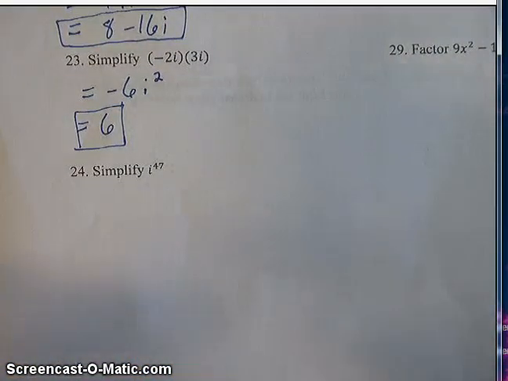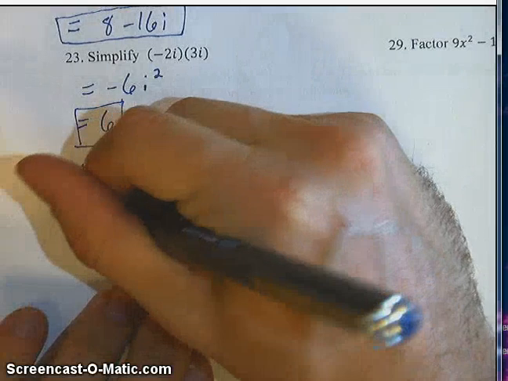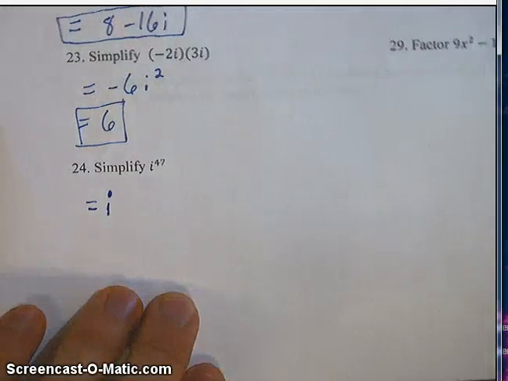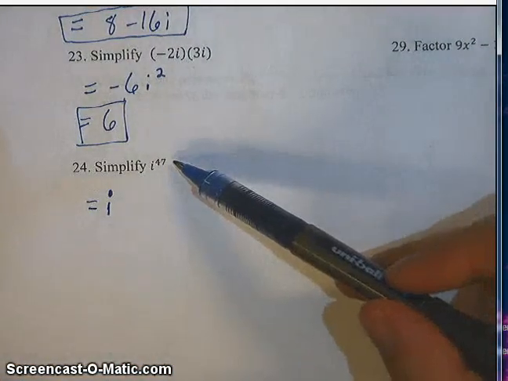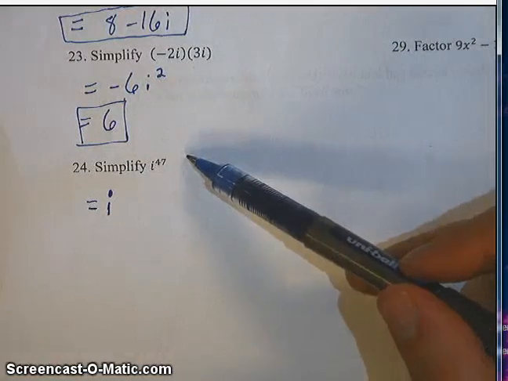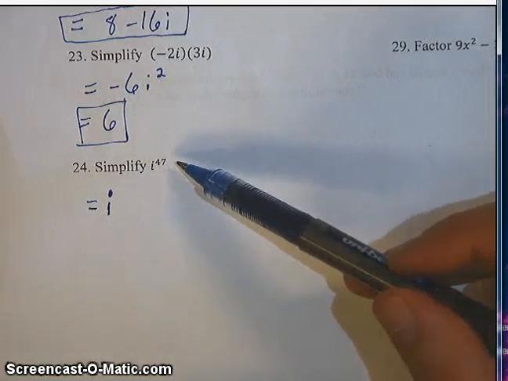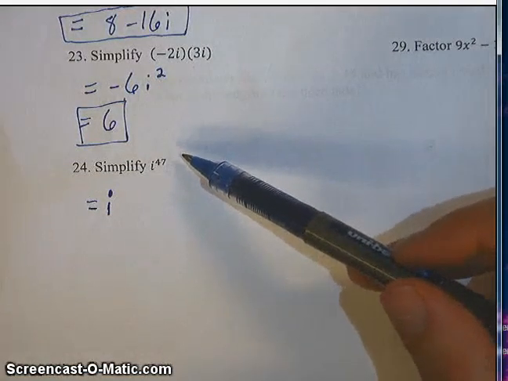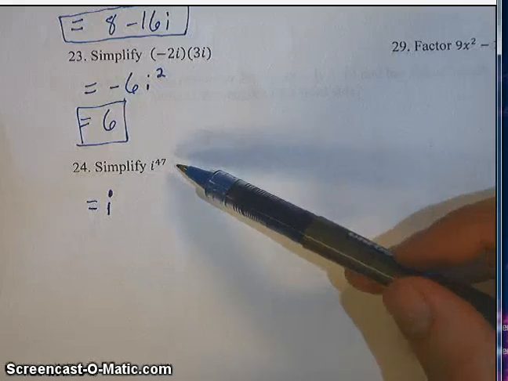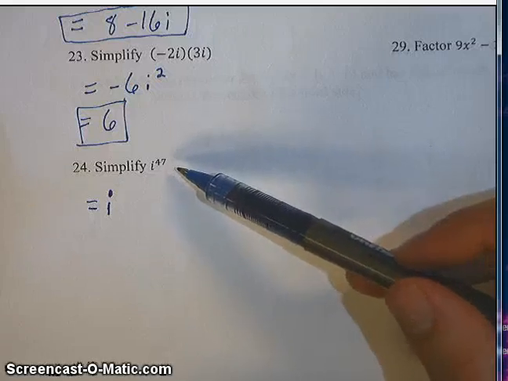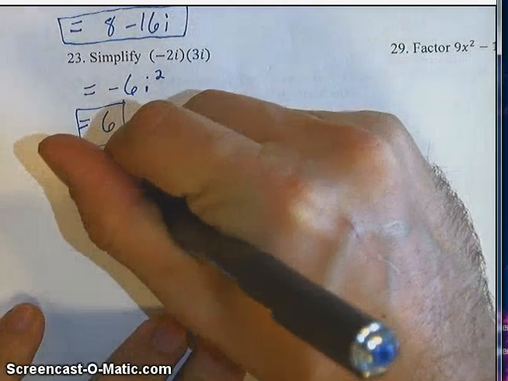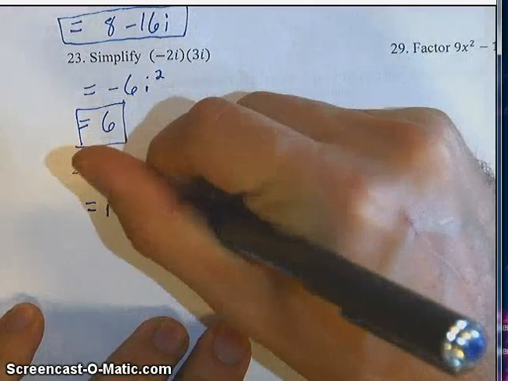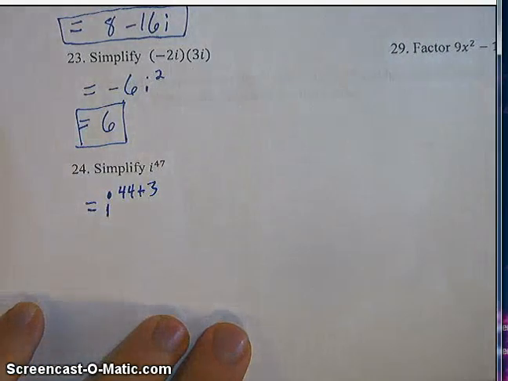Moving on to 24. Simplify i to the 47th. The way I like to think about these problems is in terms of 4. I always ask myself the question, this exponent 47, what's the multiple of 4 that occurs right before 47? 4, 8, 12, 16, we get up to 40, 44. So I'm going to rewrite this as i to the 44th plus 3.